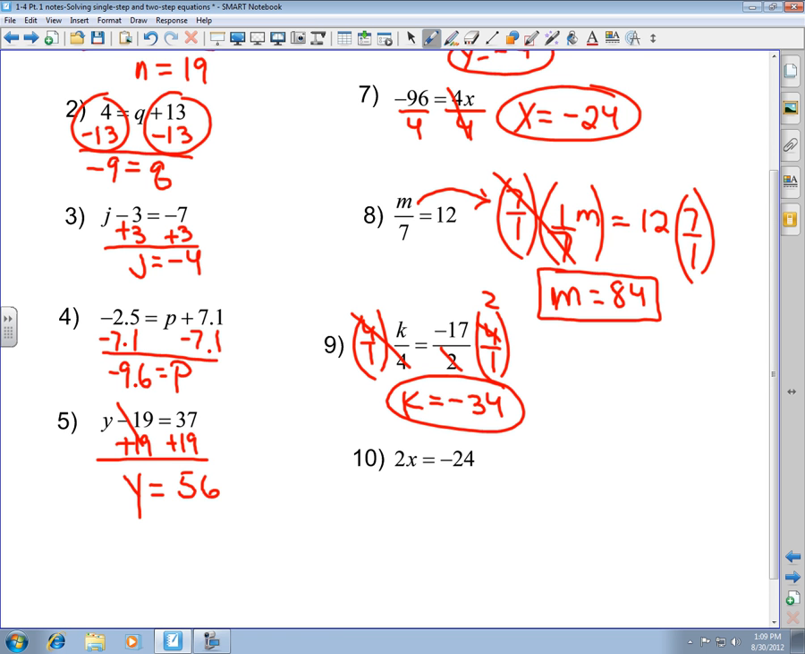Okay, negative 34. 2x equals negative 24. Well, how do I get rid of multiplication? I get rid of multiplication by division. So x equals negative 12.